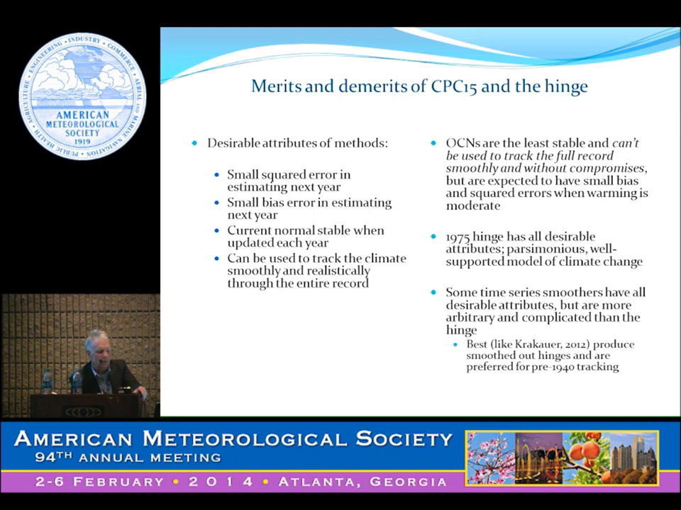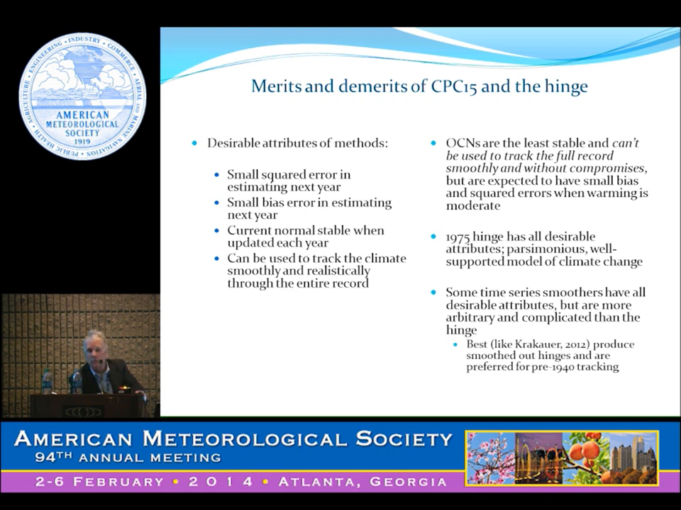Well, the 15-year average, or any version of the optimum climate normal, will give you excellent small squared error and small bias, but it won't be stable. And of course, I've already shown you that you can't use it to track the normals smoothly and completely. You can do all those things with the hinge, and it's extremely stable, and certainly has less bias overall than the 15-year normal. Now, there are other time series smoothers that will do just as good of a job, but they're more complicated and a little bit more arbitrary.